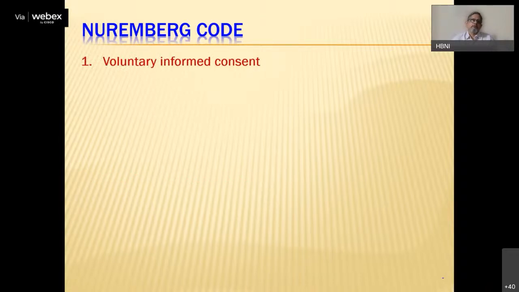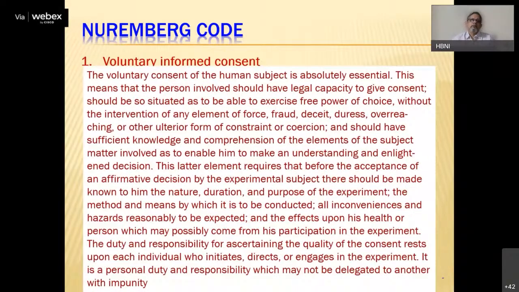The very first one is called voluntary informed consent of the patient or the subject. So what does this mean? A voluntary consent of the human subject is absolutely essential. This means that the person involved should have legal capacity to give consent and should be so situated as to be able to exercise free power of choice without the intervention of any element of force, fraud, deceit, duress, overreaching, or other ulterior form of constraint or coercion.